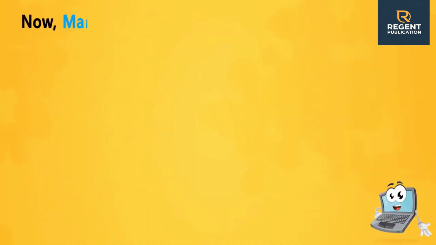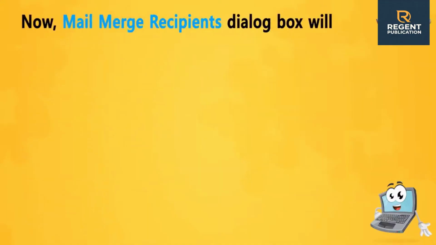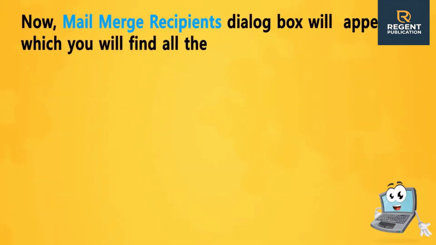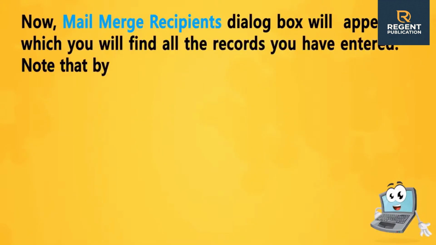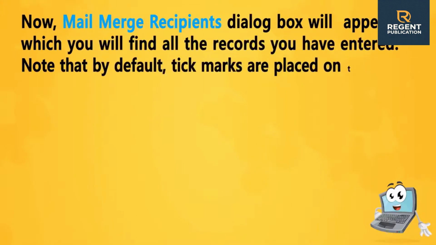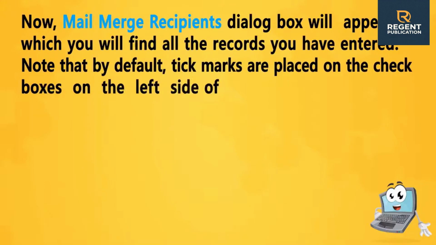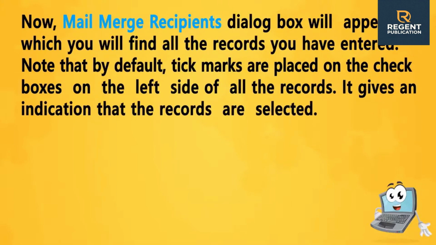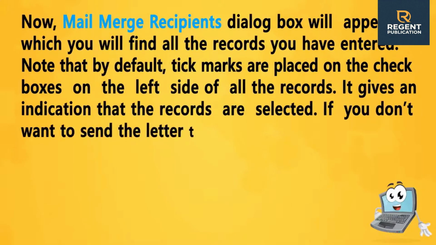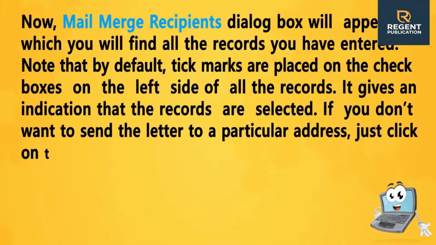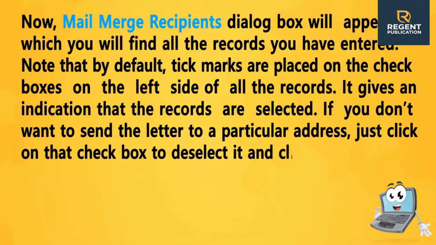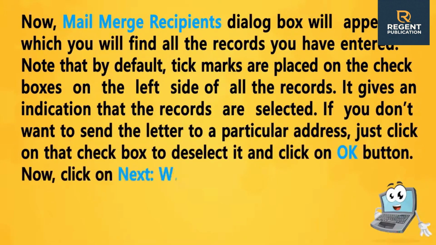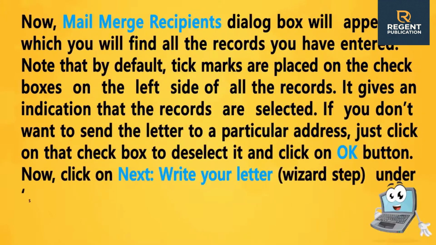Now, the Mail Merge Recipients dialog box will appear, in which you will find all the records you have entered. Note that by default, tick marks are placed on the check boxes on the left side of all the records. It gives an indication that the records are selected. If you don't want to send the letter to a particular address, just click on that checkbox to deselect it and click on the OK button. Now, click on Next, Write Your Letter, Wizard Step under Step 3 of 6 section.